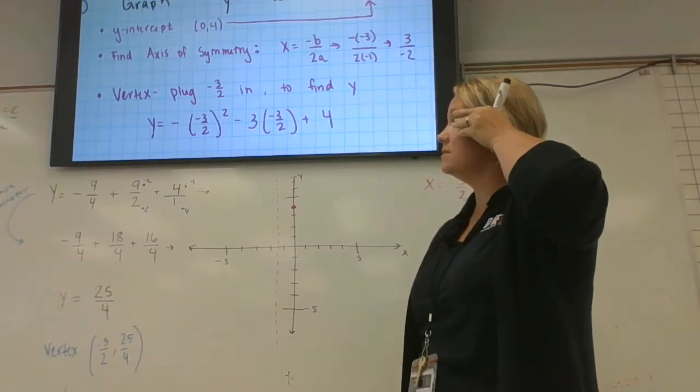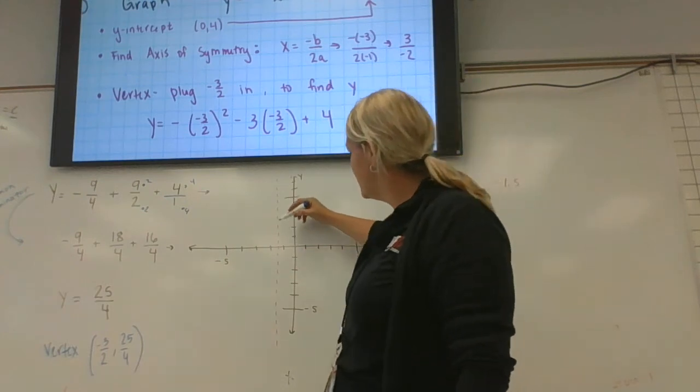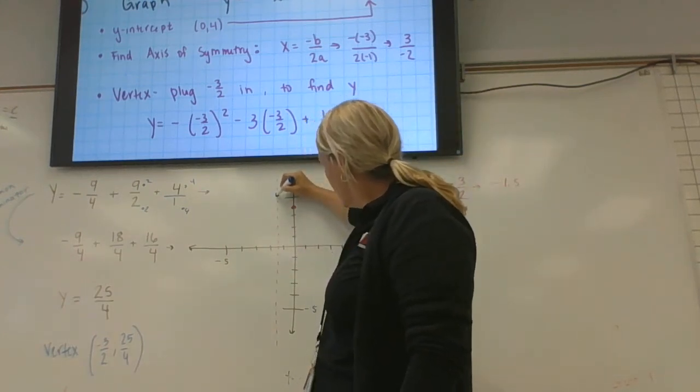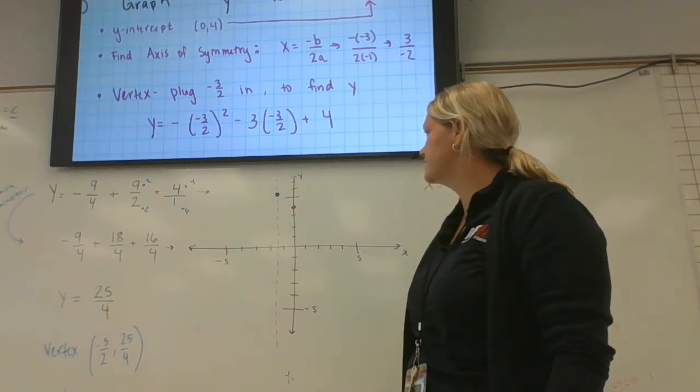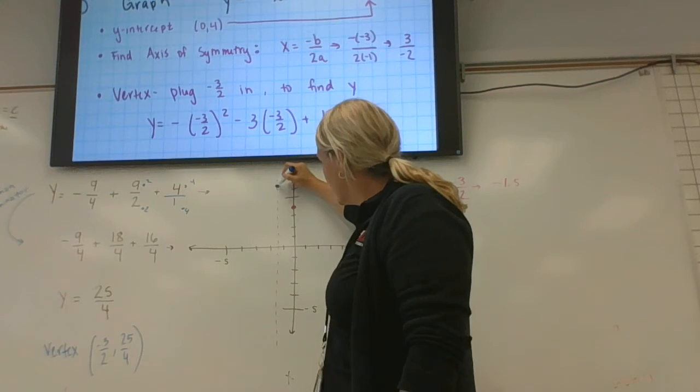So 25 over 4, that's going to be 6.25. Right there. Nope, a little bit higher. Right here.